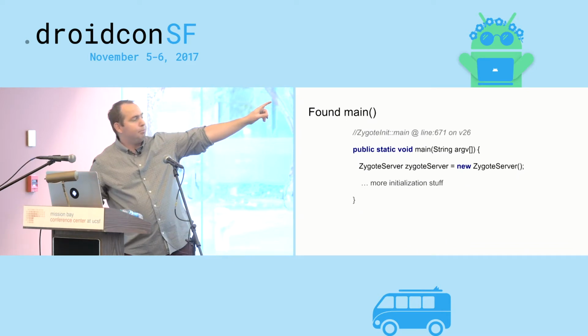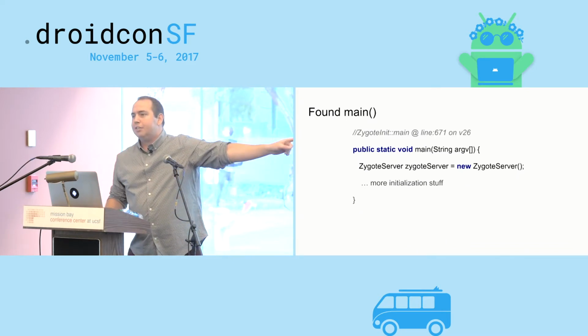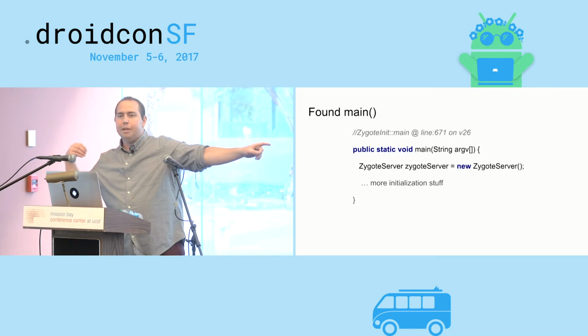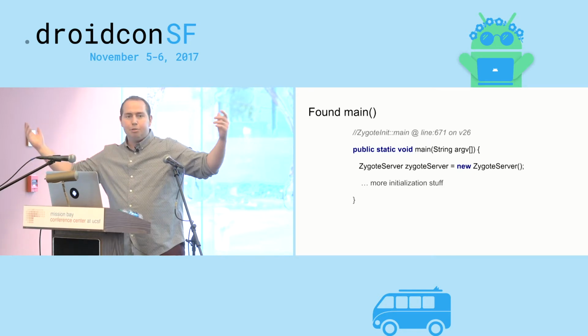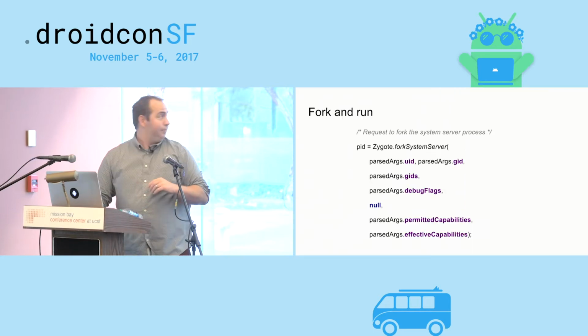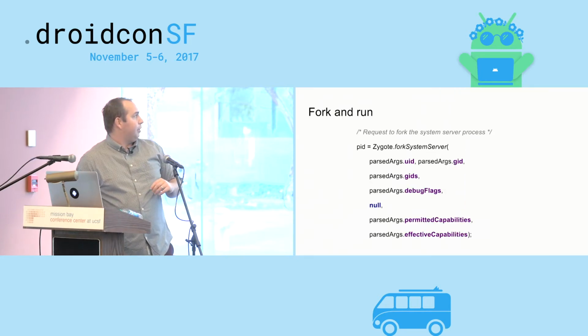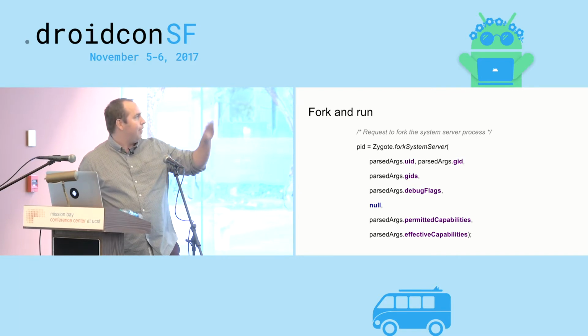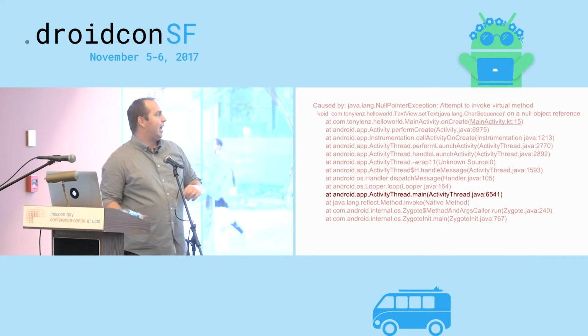You main, it spins up the zygote server. That server listens for calls to come in and tells it to fork and spawn a new process, right? So yeah, fork and run. Who cares about all the flags? We're just doing a flyover. So the next one is this activity thread.